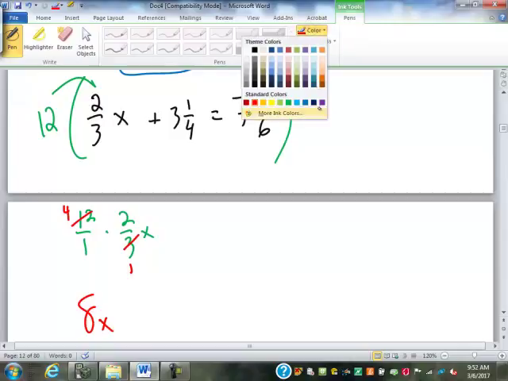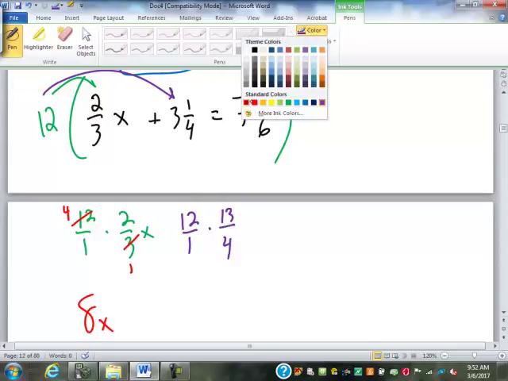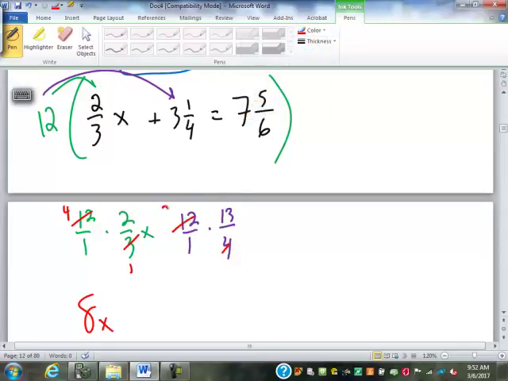We have the 12 times 3 and 1/4. So again, this is 12 over 1. 3 and 1/4 we're going to write as 13/4. And the 4 and the 12 will cancel out, giving me 3 and 1. So 3 times 3 is 39. Then we have the equal sign next.